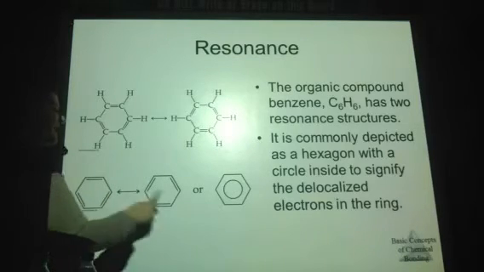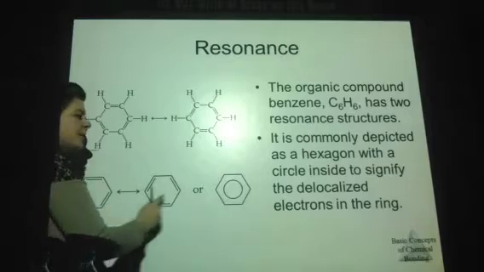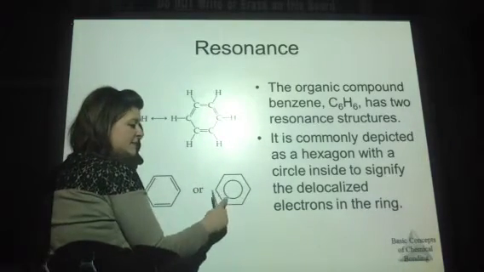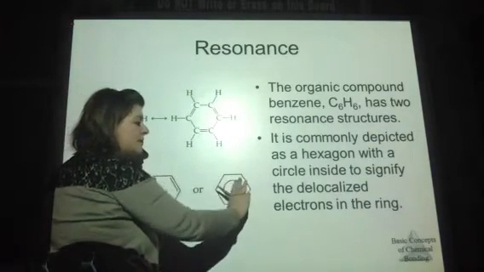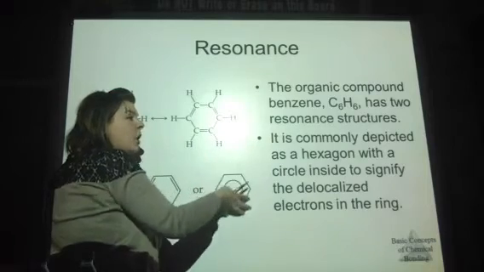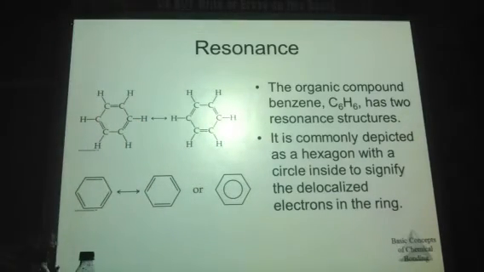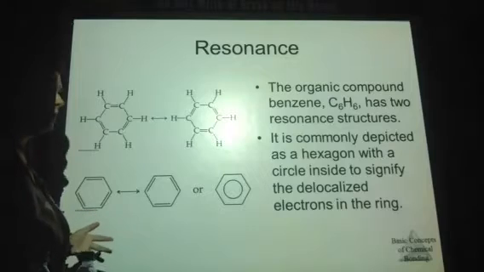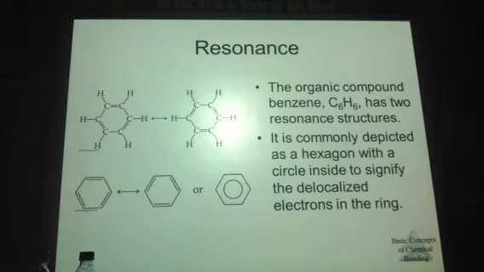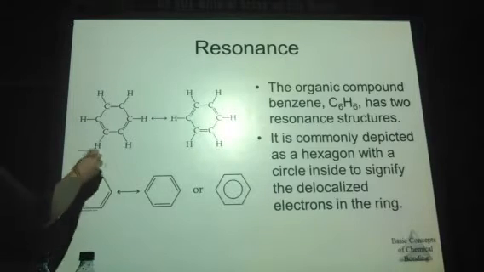So I have these 2 structures, but instead I can draw it like this, thinking about the double bonds or the electrons as freely flowing anywhere around that benzene ring. The electrons are delocalized. So in resonance structures, we're going to have delocalized electrons. If we don't have resonance structures, then we're going to have localized electrons. Those electrons stay put with those particular atoms.